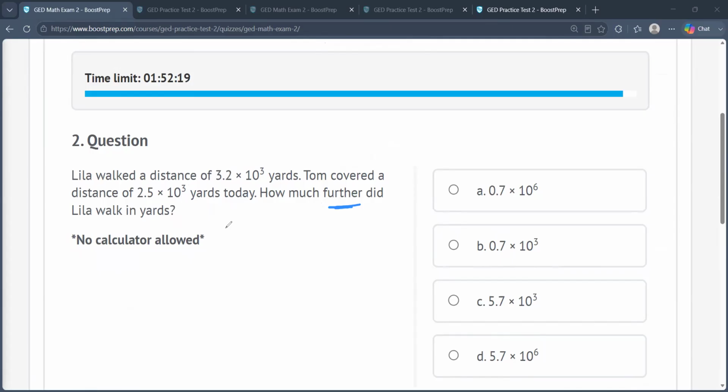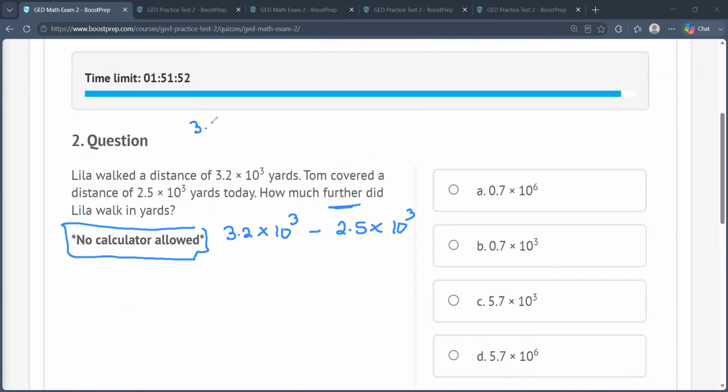So you're subtracting 3.2 times 10 to the third minus 2.5 times 10 to the third, right? And it said no calculators allowed. So don't stress out, don't worry about the 10 to the third. You do not have to. I mean, you could write this as a non-scientific notation.